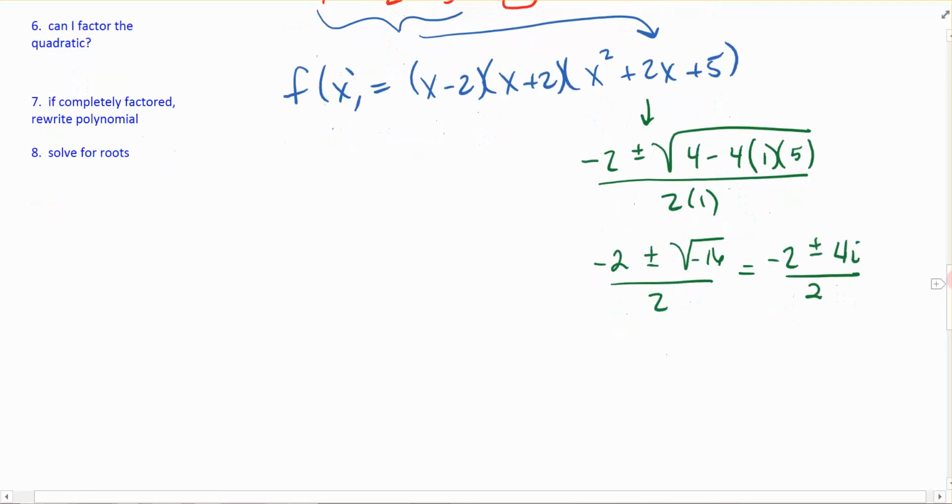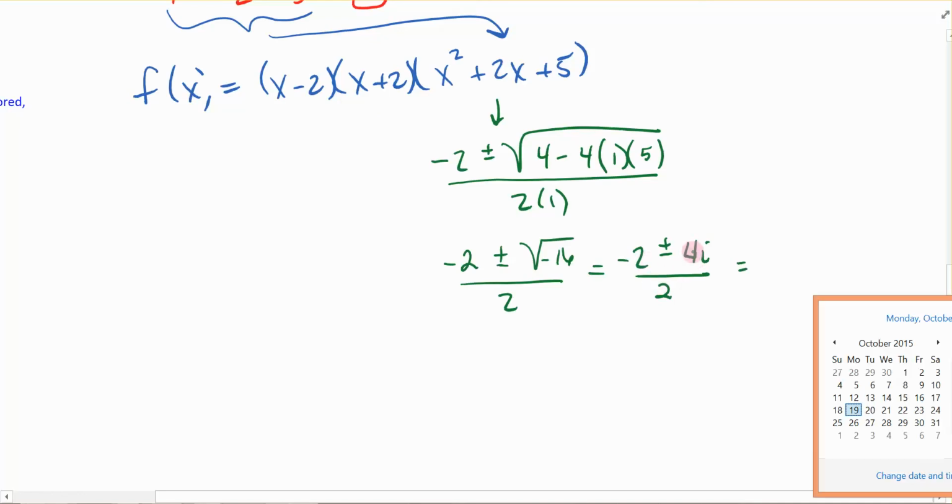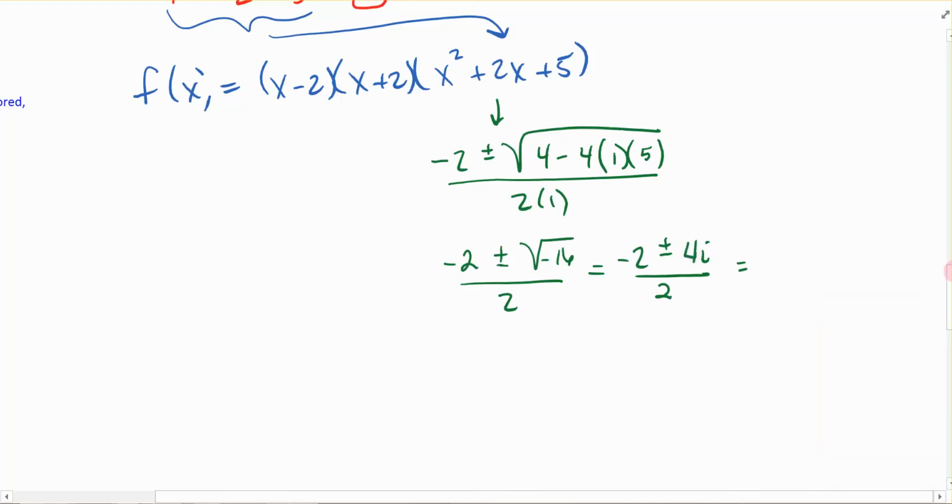Now I can reduce that portion of my fraction just a little bit further, because this 2 divides into that number and it divides into that number. It has to divide evenly into both terms in the numerator in order for it to reduce. So this looks like negative 1 plus or minus 2i.